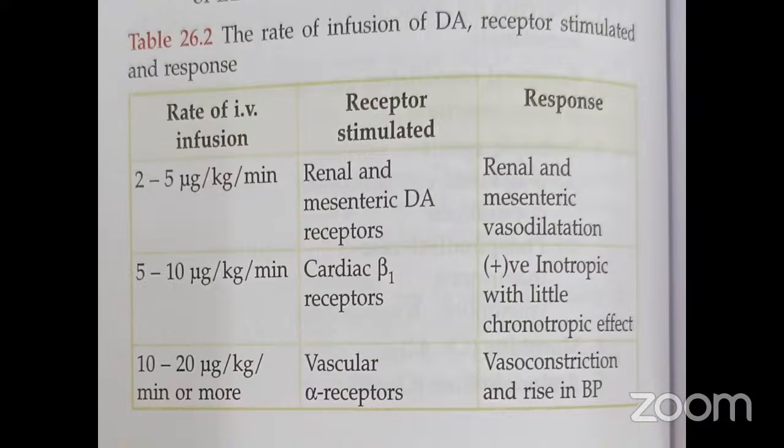This is the main dose we are using day in and day out, 5 to 10 micrograms per kg per minute. It mainly acts on cardiac beta 1 receptors, causes positive inotropic action with little chronotropic action. That means force of contraction is increased without increasing both the automaticity as well as the conductivity. Lastly, 10 to 20 micrograms per kg per minute acts on vascular alpha receptors. Alpha receptor stimulation causes increased vascular resistance and increases blood pressure. Hence, because of this vasoconstriction and rise in blood pressure, we normally use it in hypotension.